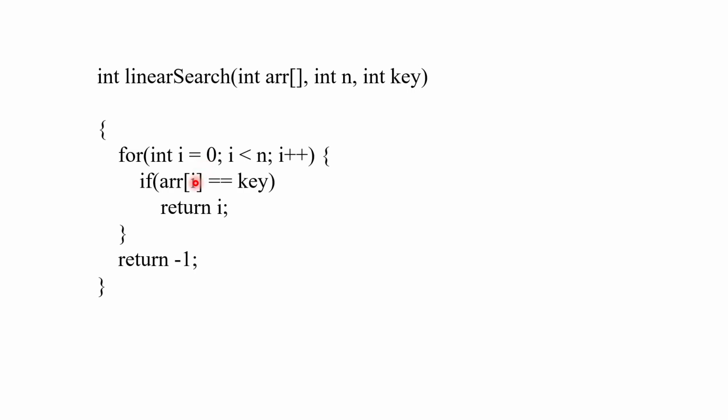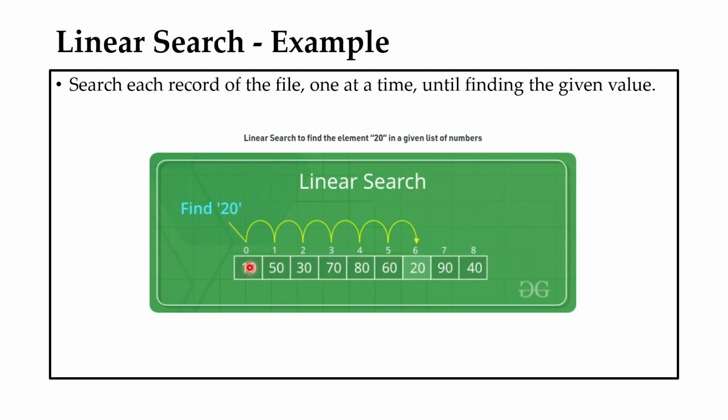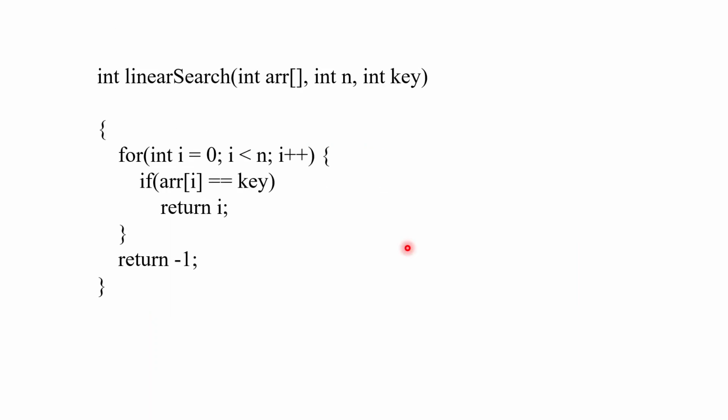If not, I keep on incrementing i. i is equal to 0: is array of 0 equal to 20? No. Increment i. Is array of 1 equal to 20? No. Array of 2? No. Array of 3? No. Array of 4? No. Likewise, I keep going with the linear search. Array of 0, 1, 2, 3, 4, 5, 6. Once array of 6 is equal to 20, the condition becomes true, and I return i. So i is equal to 6. The element is present at index 6. This is called linear search.